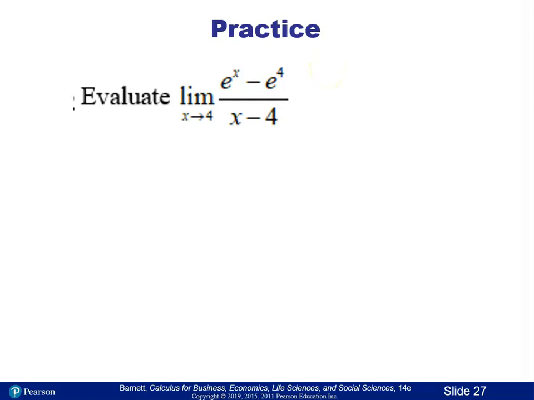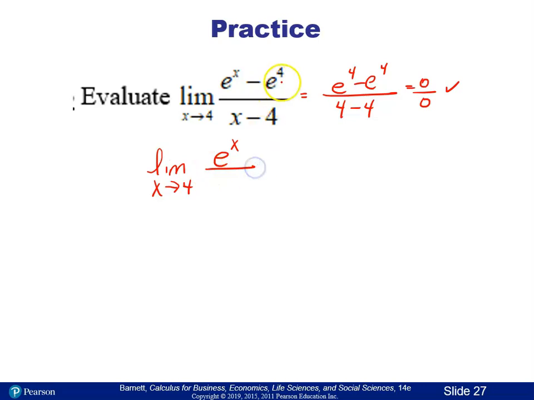Okay, here's one for you to try. Always start out by checking to make sure that it would apply. So this will be e to the 4th minus e to the 4th over 4 minus 4. So that is 0 over 0. So it would apply. So using L'Hopital's rule, if I take the derivative of this numerator, it would just be e to the x. Because the derivative of this would be 0. And here the derivative would be 1. So I'm going to end up with e to the 4th.